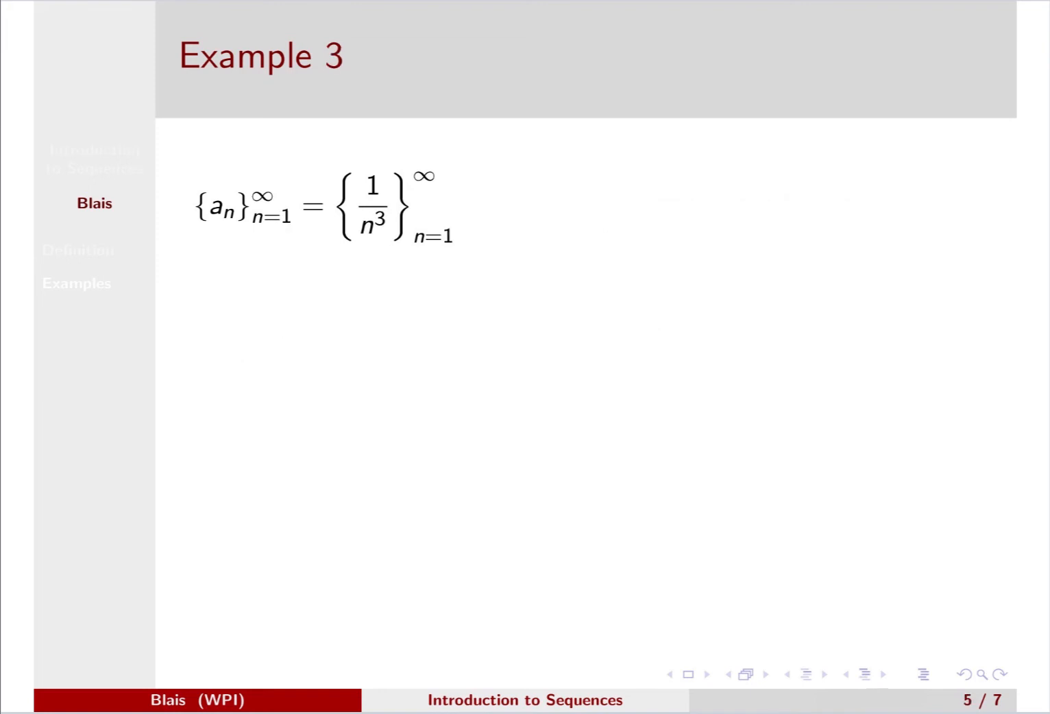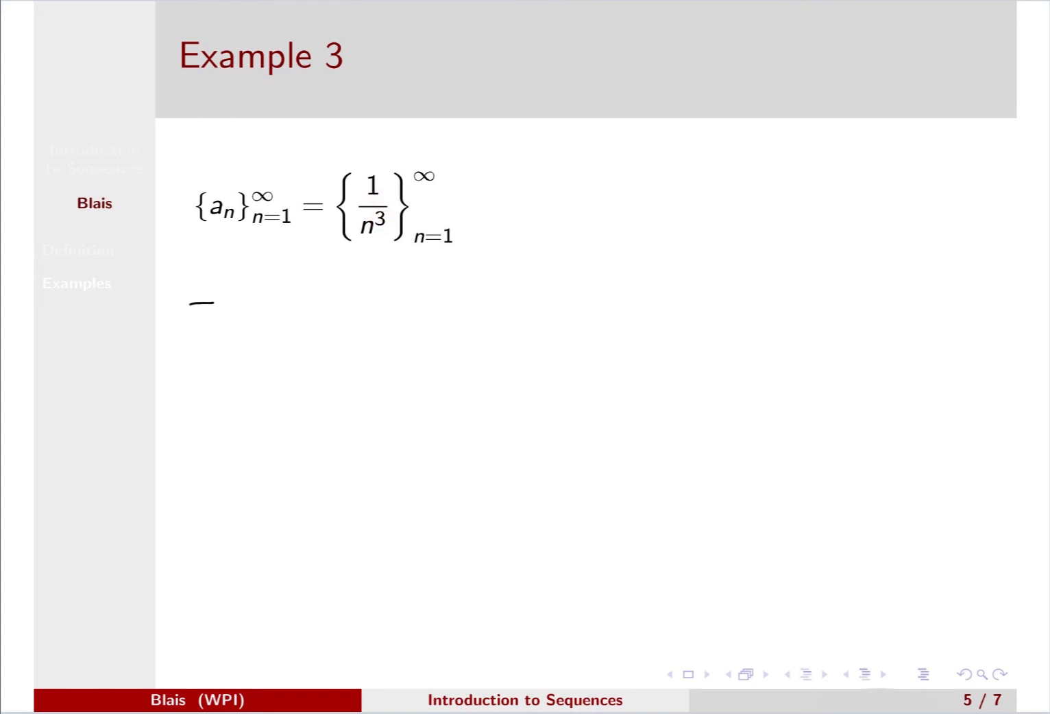Another example, we could have something like this, where we have a power of n in the denominator. Notice in this case, you can't start with 0 because you would have division by 0. So sometimes the starting value for your index is restricted because you can't have a division by 0.